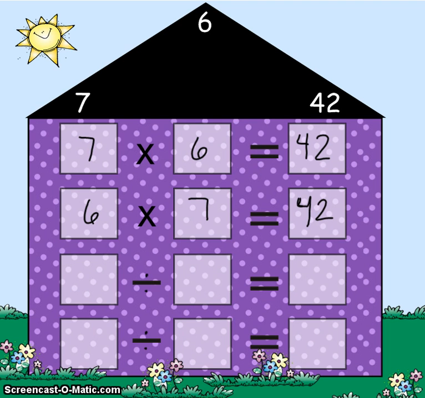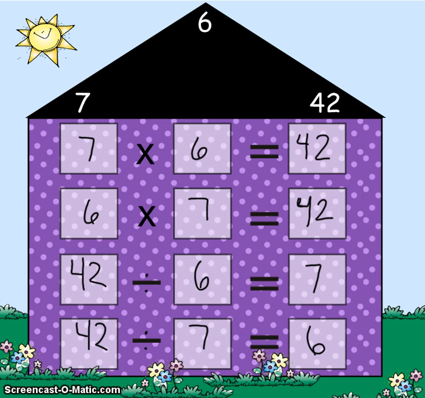Alright, and then if we're going to divide, we'll put 42 first because that was our answer, our product on the multiplication problem. 42 divided by 6 or 7 is going to give us the opposite number. So 42 divided by 6 is going to give us 7, and 42 divided by 7 is going to give us 6.